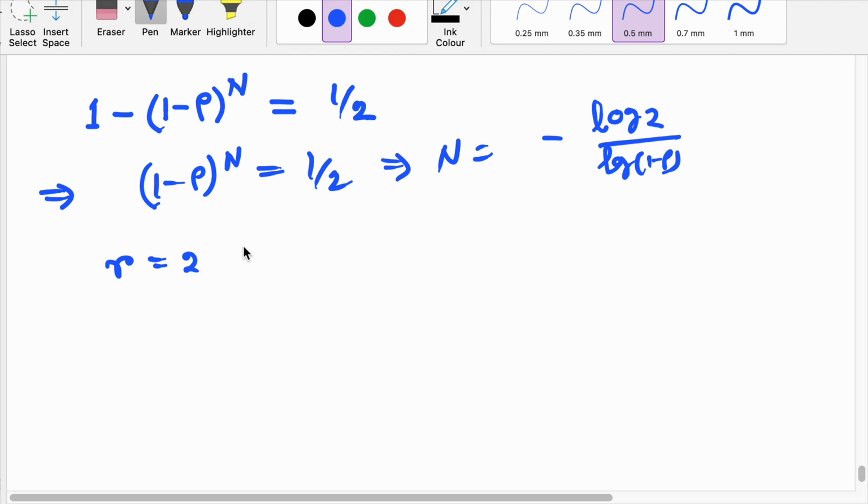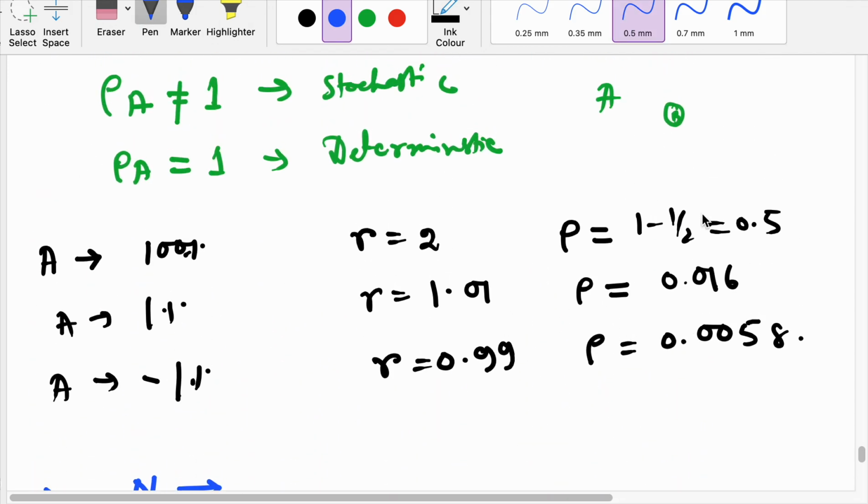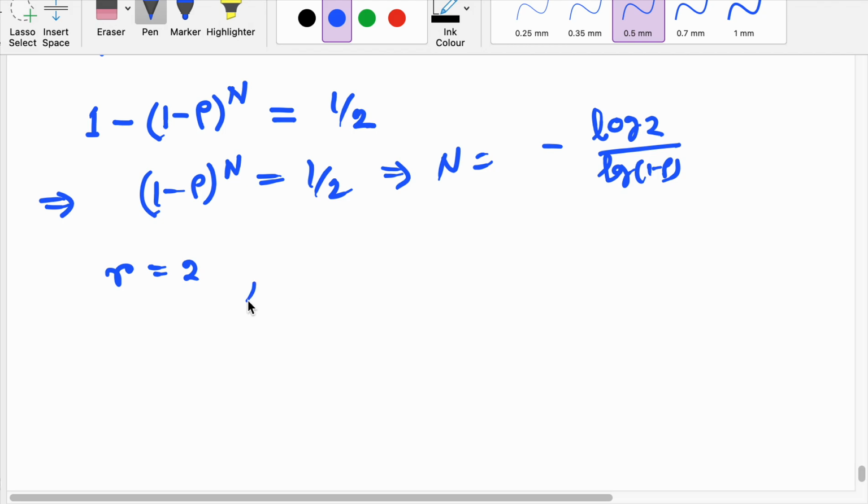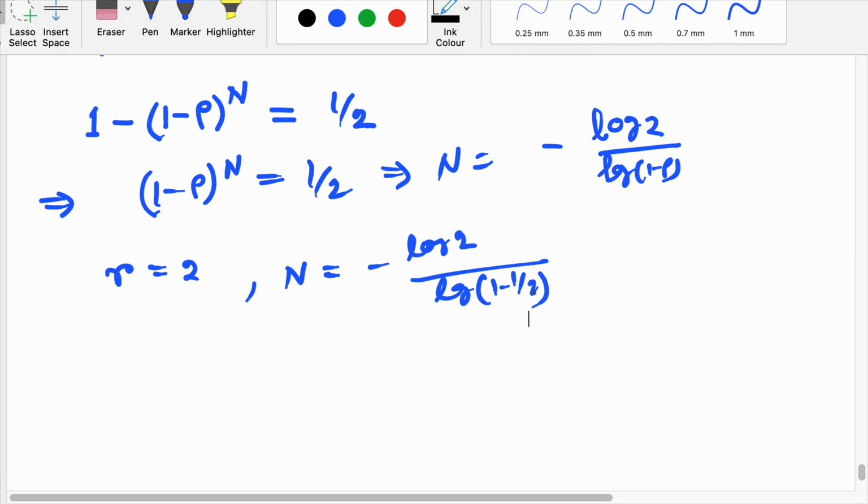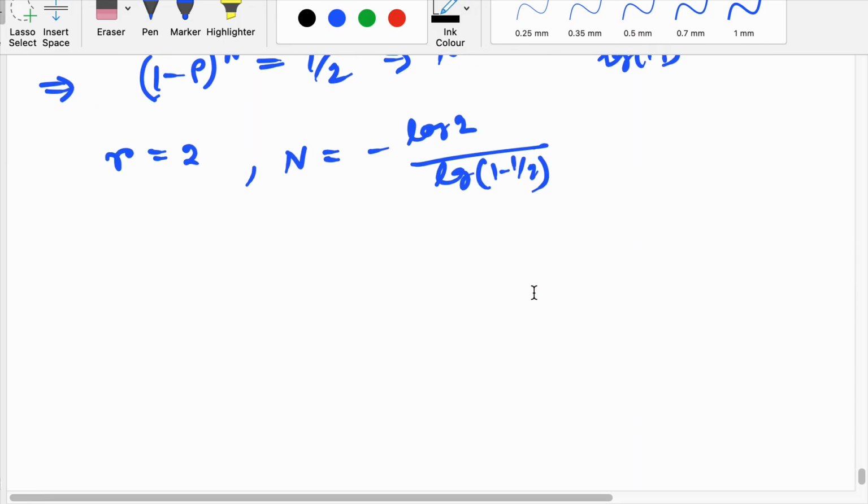Now if r equal to 2, then what will be its rho? Rho will be 0.5. Then what will be the number of times it has to occur in the population for the chance of fixation to become half? That number will be minus log 2, and since it is half, log 1 minus half. Rho for r = 2 is half, so this will become 1. So with relative fitness 2, if it occurs only once, then its chance is half.